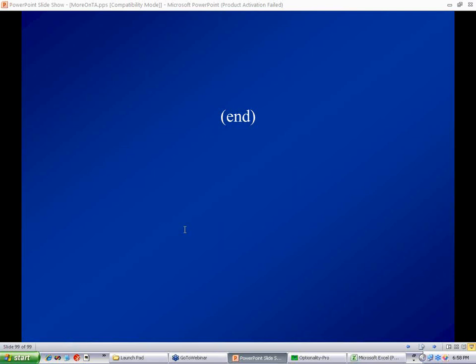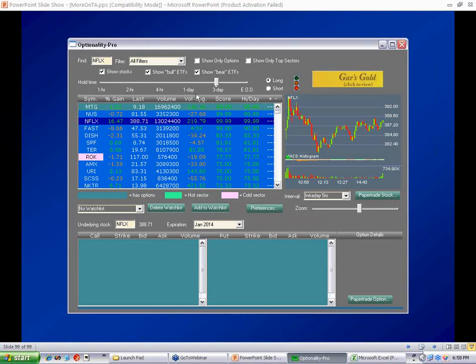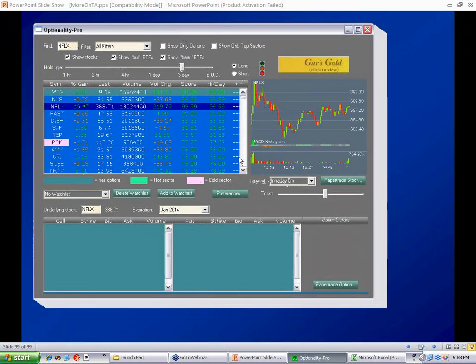Joe says, do you need to get PowerScan to do these scans? No. Oh, okay, maybe I didn't conclude this. I probably should, shouldn't I? Optionality-Pro does these scans automatically.